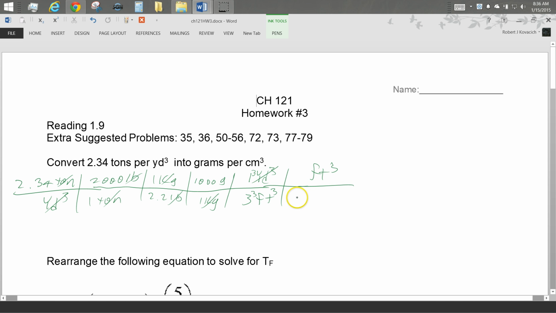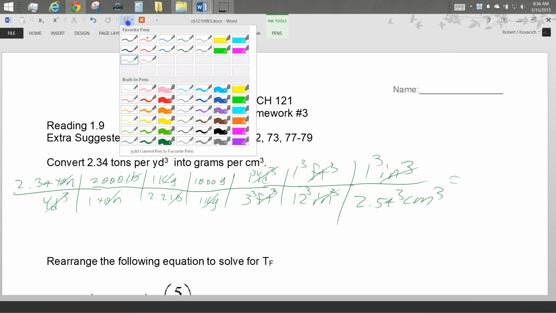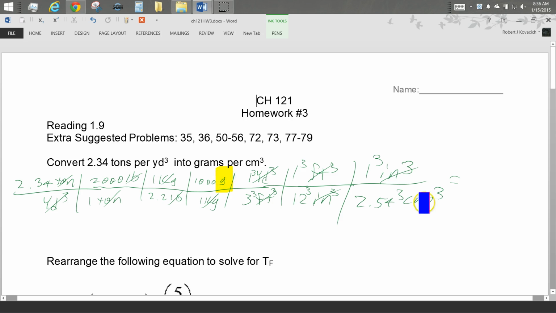So I need feet cubed up here, and the conversion for this is gonna be 12 inches, and then 1. But since it's cubed, I gotta do it 3 times again. Then inches cubed, and then it'll be 2.54 centimeters, cubed. If you do one of these where you cube something in the unit conversion, you need to cube everything in the unit conversion. And so now I've got feet cubed canceling out with feet cubed, and inches cubed canceling out with inches cubed, and I should be happy that now I've got grams and centimeters cubed left. And that's all I wanted, and that's all that's left as far as units go.